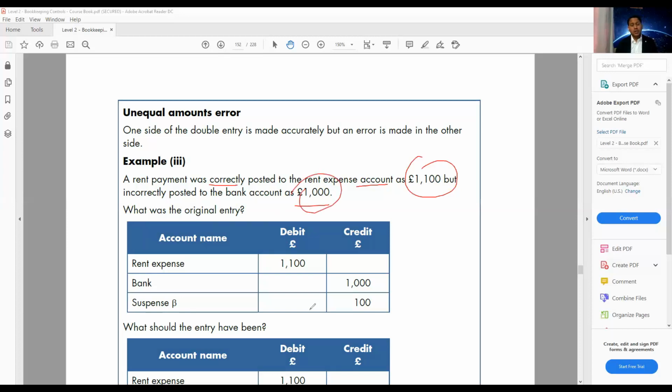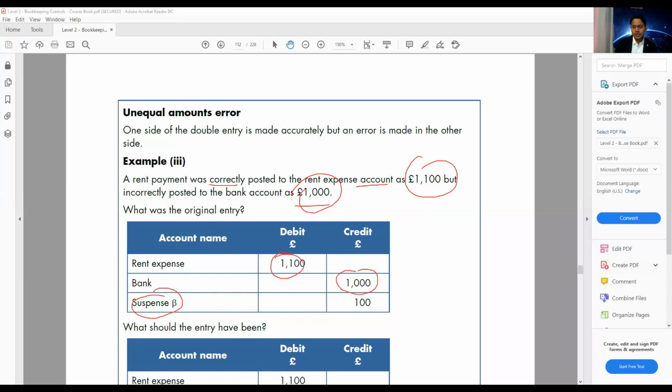So we already know it cannot be possible because debit and credit side has to be equal. So we cannot have a debit figure of something and a credit side of something else. Rent 1100, that is correct, but on the bank account I wrote 1000. So my credit side is lower by £100. So this £100 I created as a suspense account, because the shorter side has to be covered by the suspense account.